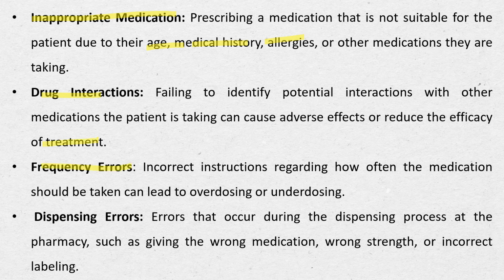Incorrect instructions regarding how often the medication should be taken can lead to overdosing or underdosing of the treatment. Dispensing errors are errors that occur during the dispensing process at the pharmacy, such as giving the wrong medication, wrong strength, or incorrect labeling, which can lead to major issues.